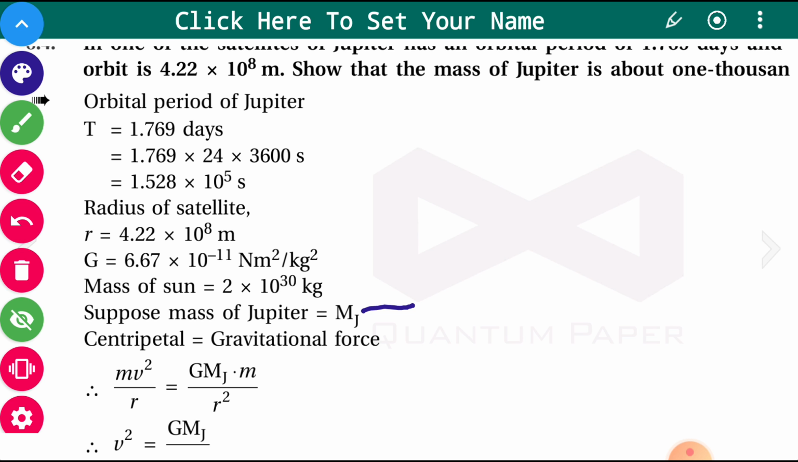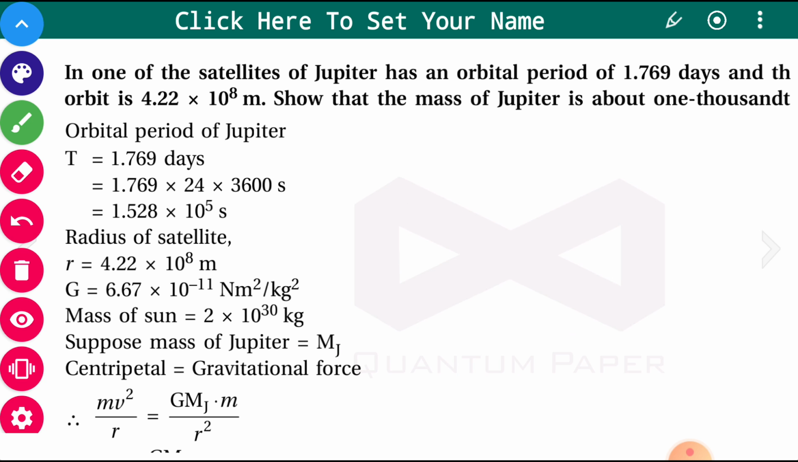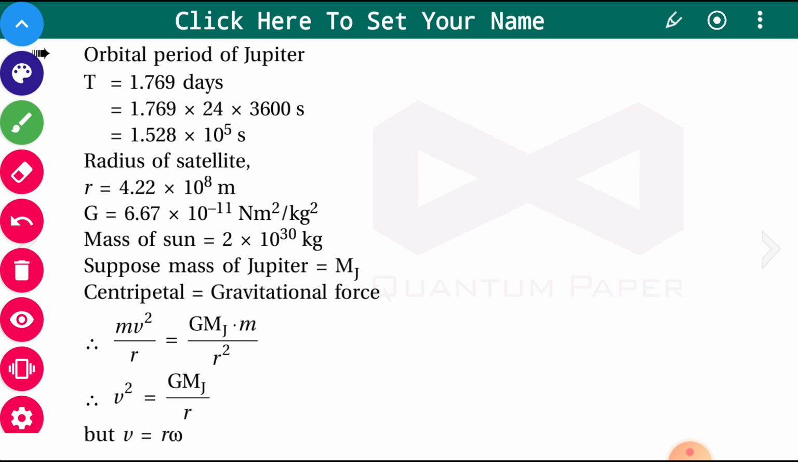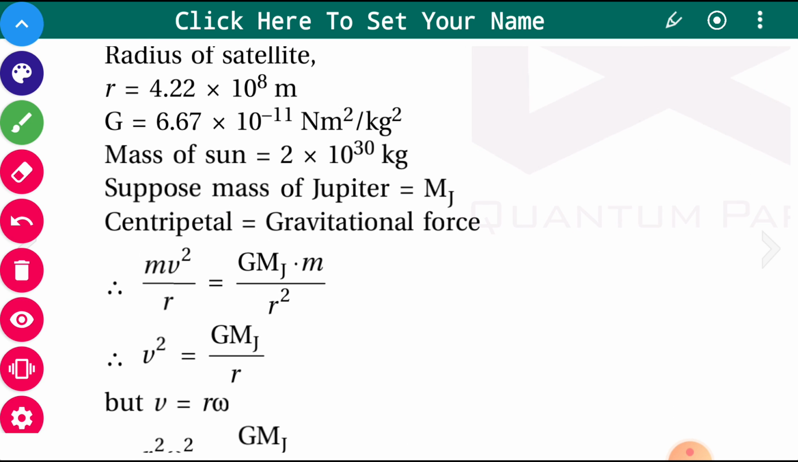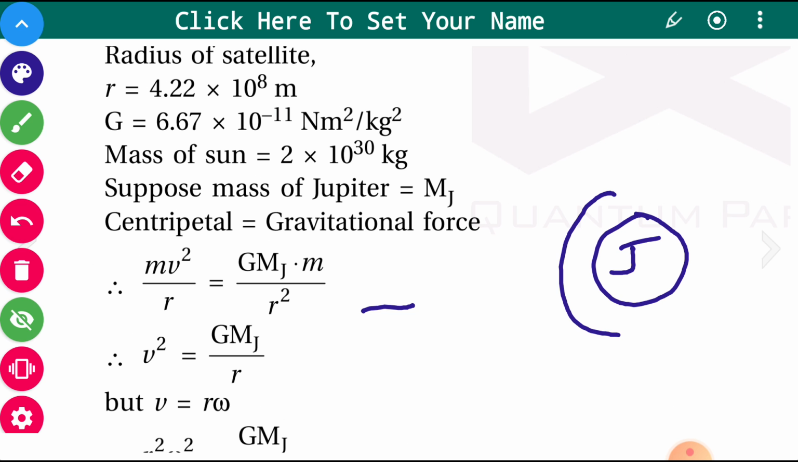The satellite is moving around Jupiter. It is a Jupiter satellite, one of the satellites of Jupiter. So we consider the system of the satellite of Jupiter and Jupiter. Say, for example, this is Jupiter, and around it its satellite is moving, whose mass is m. The mass of Jupiter is mj. So this is moving around Jupiter.